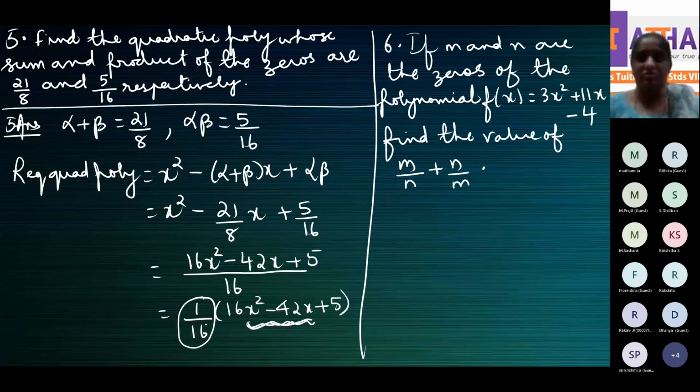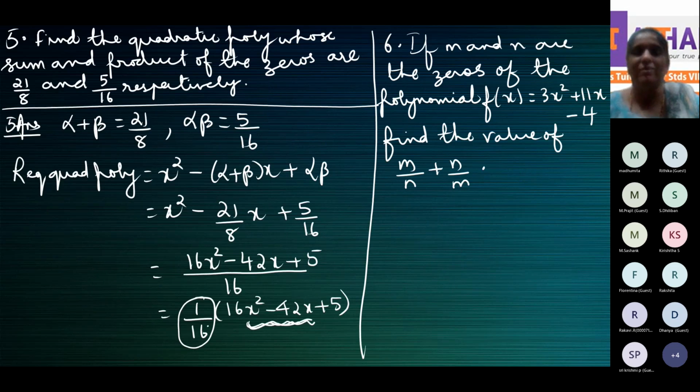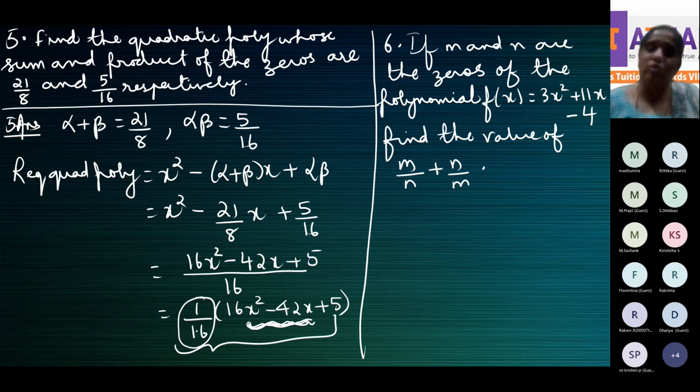This is that non-zero constant, like how I multiplied this polynomial by 7. Here, this polynomial is multiplied by 1 by 16. So if 21 by 8 and 5 by 16 are the sum and product of the zeros of this polynomial, they'll be the sum and product of the whole thing also. See, you can have 1 by 16 or remove it.